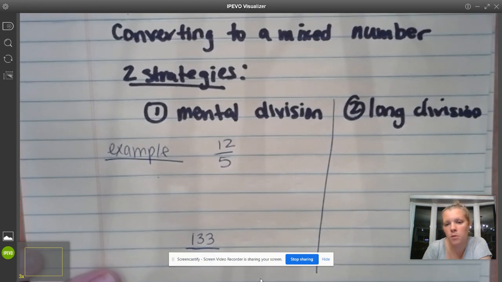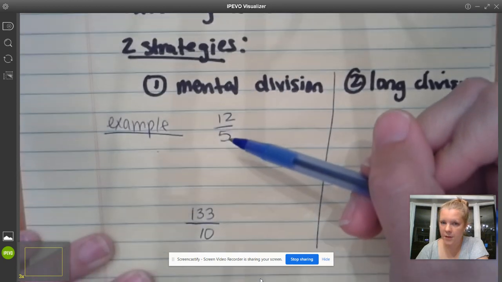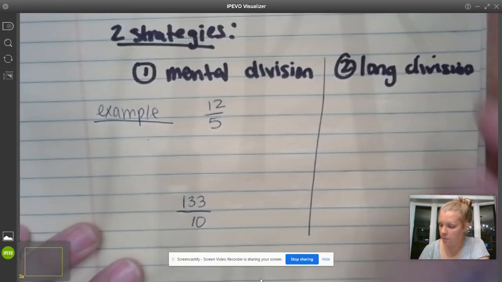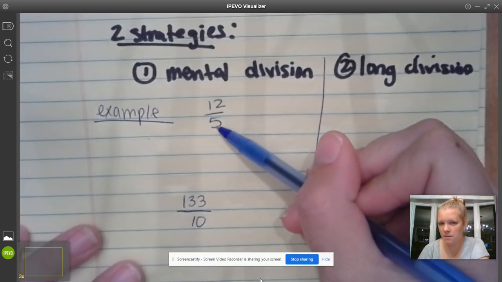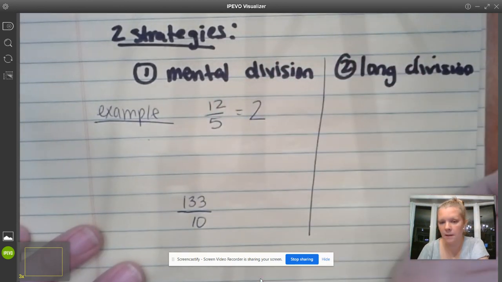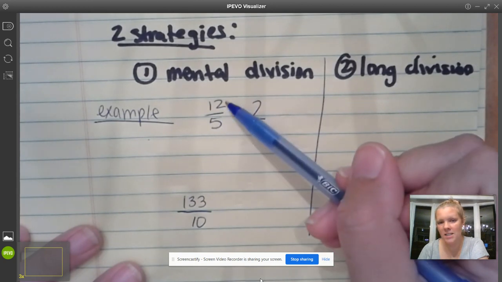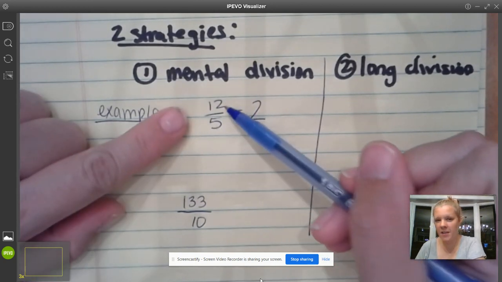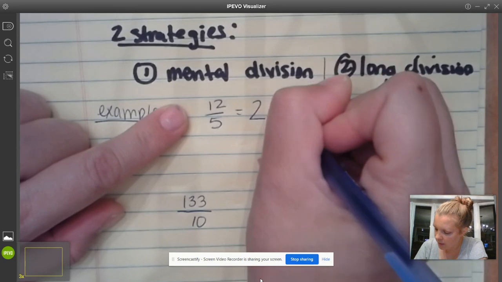If you're really good with your multiplication facts, then you can probably do this no problem. The mental math way is just to think, how many times does 5 go into 12? 5 goes into 12 2 whole times, because 5 times 2 is 10. And then to get from 10 to 12, I need 2 more. So that's my numerator.